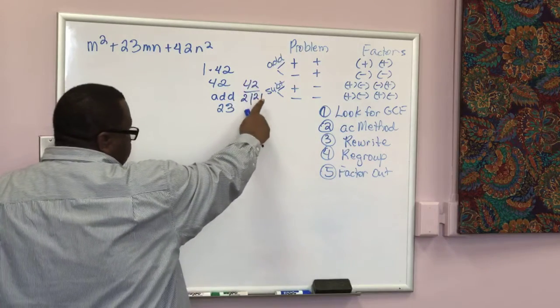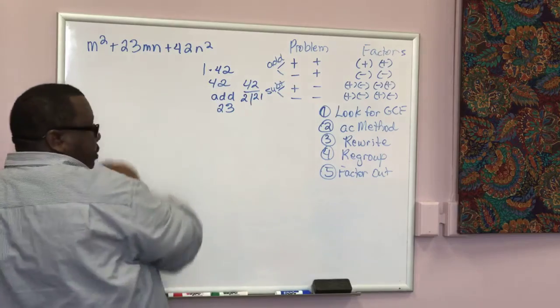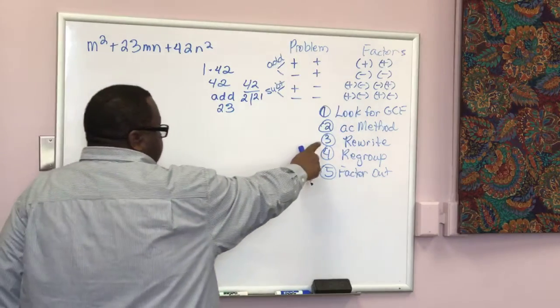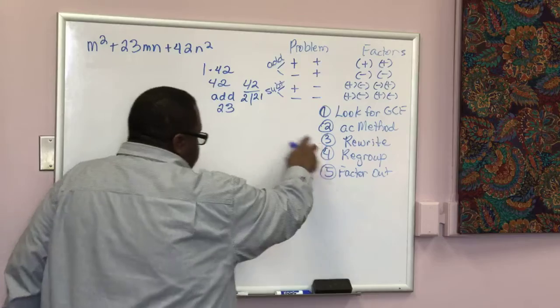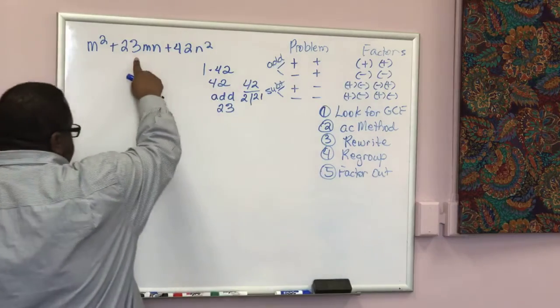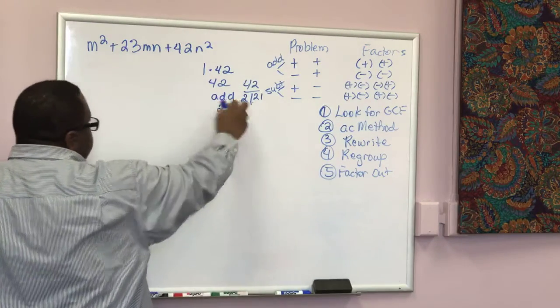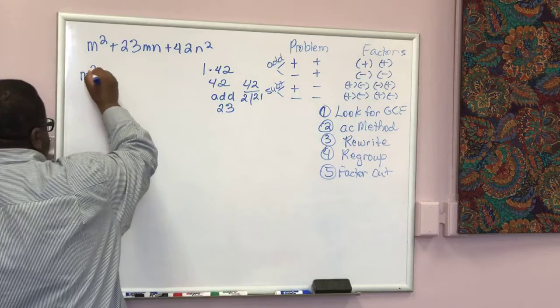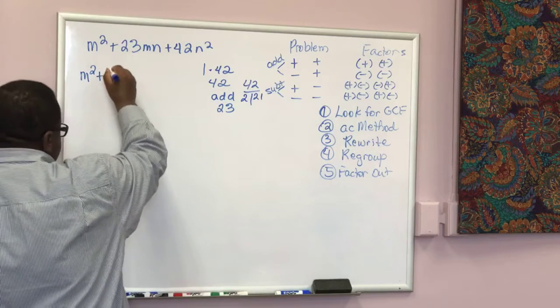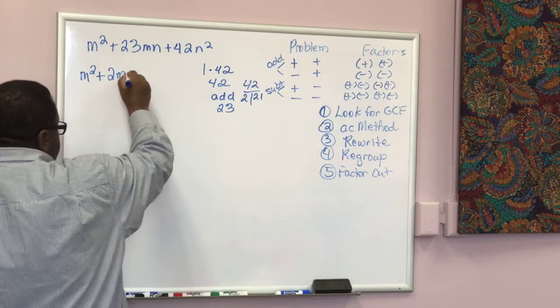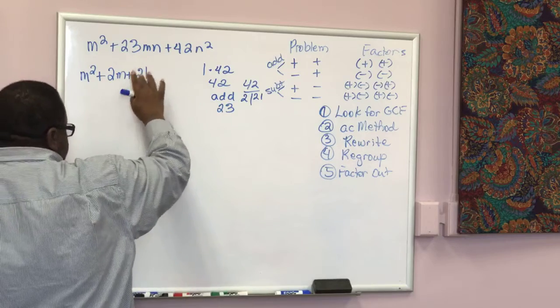42, right? And what's 21 plus 2? 23. Now we go to step 3. We're going to do what? Rewrite. So take these factors and rewrite our middle term as those factors. So you're going to say m to the second power plus what? 2m, then plus what?